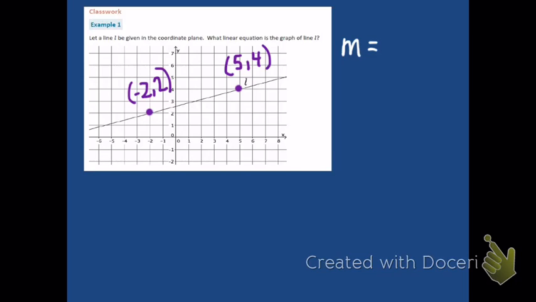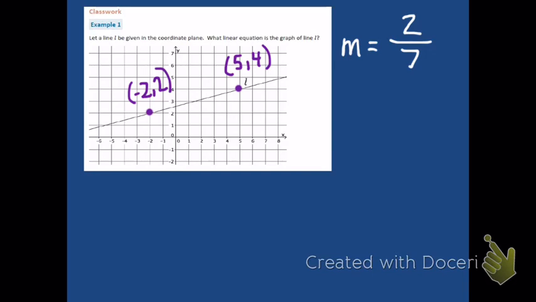So the slope would be the difference in the y-coordinates as I move from one point to the next. So as I go from here up to here, I know the slope's going to be positive. As I go over, the line rises, and it rises up 2 as I go from a y-coordinate of 2 to the y-coordinate of 4. And then along the horizontal direction, I'm going to go from -2 to 5, so that's a change of 7. So my slope is 2/7, and that's in simplest form. So I'm going to leave it like that.